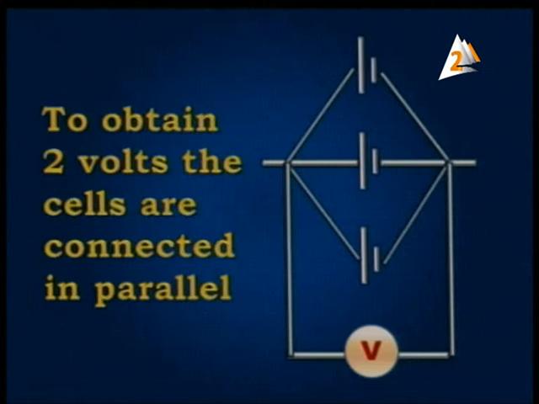For each battery, all the negative poles are connected to one point, and all the positive poles are connected to another point. The points here are connected to the voltmeter to measure the EMF of each one of them and the total here. So the total is 2 volt.